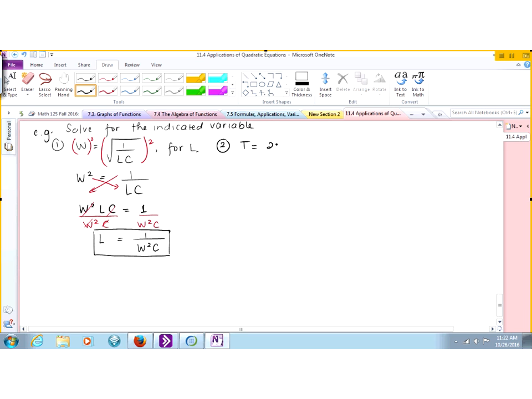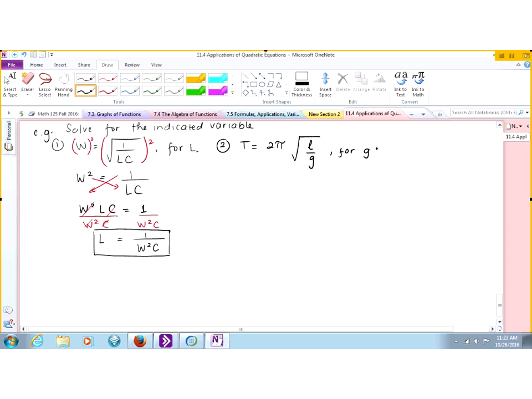This is the pendulum formula. So T is equal to 2 pi square root of L over G. This is the formula for the pendulum. T is the period. Period is how far it goes back one circle. L is the length of the pendulum, and G is for the gravity. Okay. So we're solving for G.